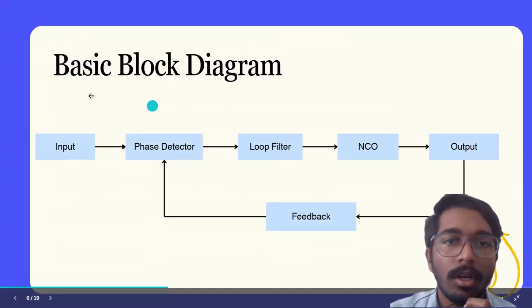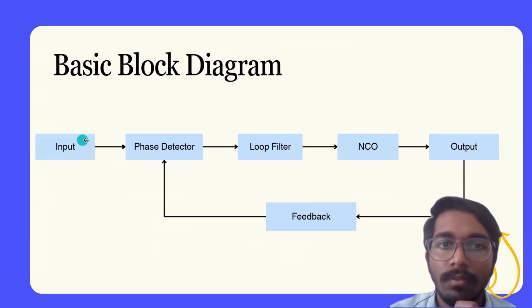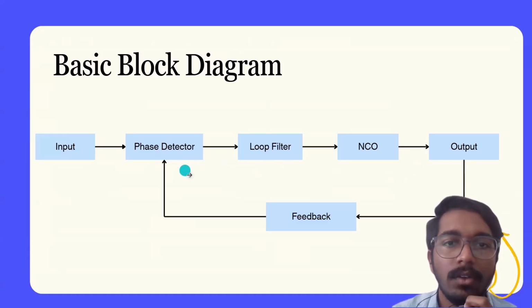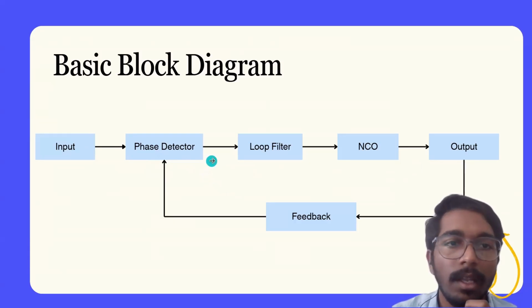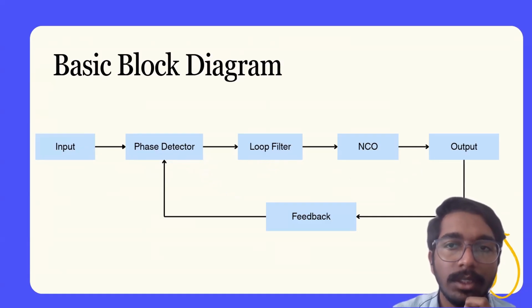Now look at the basic block diagram of the digital phase locked loop. It consists of three main components: the phase detector, the loop filter, and the numerically controlled oscillator or NCO. First, the phase detector compares the phase of the incoming signal with the phase of the signal generated by the NCO. It produces an error signal that represents the phase difference. Next, this error signal is passed through the loop filter. The purpose of the loop filter is to remove high frequency noise and control the dynamic behavior of the system, such as stability and response speed.